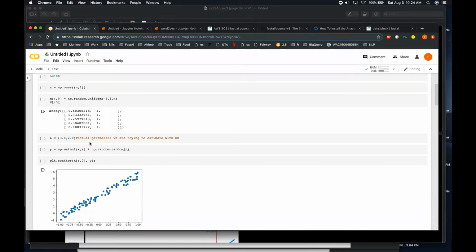Let's start with our actual parameters. This is what we're going to be trying to guess at the end of the day. This is something you don't know in real life. So A is 3 and 2. So this is basically A1 and A2.